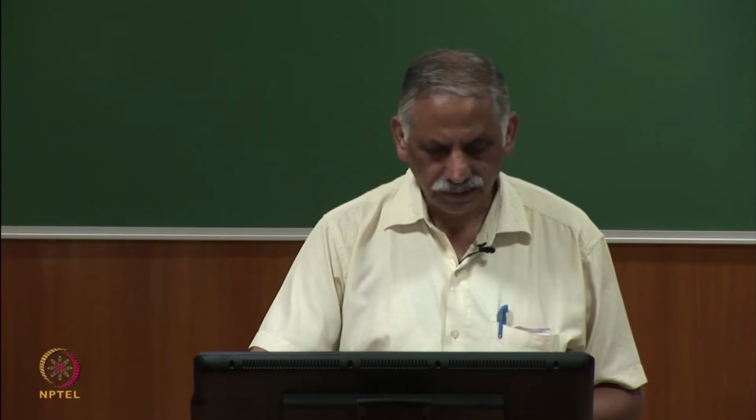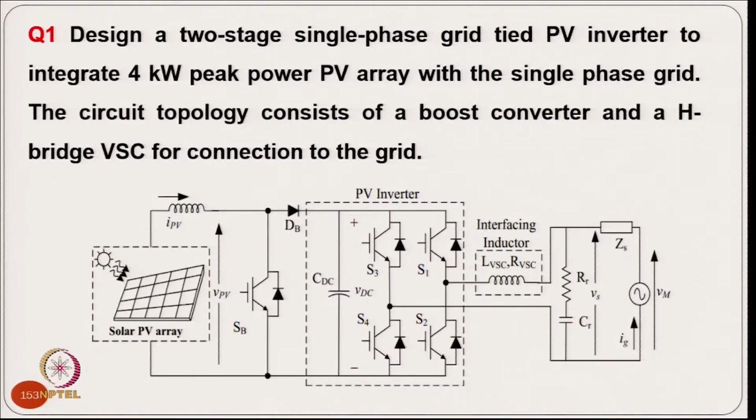Starting from the first example: design a two stage single phase grid tied solar PV inverter to integrate 4 kilowatt peak power of PV array with a single phase grid. The circuit topology consists of a boost converter and an H-bridge voltage source converter. So, this is the typical circuit. We have a boost converter here for maximum power tracking, and we have an inverter to feed this power to the grid.